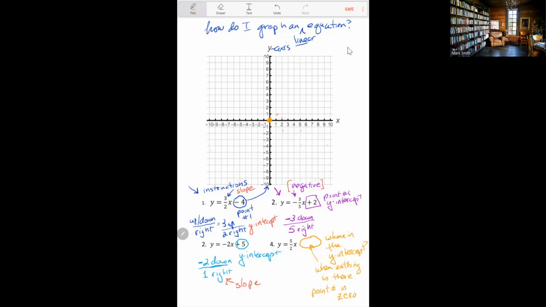And then we do the rest of it the same as we did before. All right, we're going to go 5 up and 2 to the right. All right, we go 1, 2, 3, 4, 5, and 2 to the right, 1, 2, and there are the 2 points we need to draw a line.